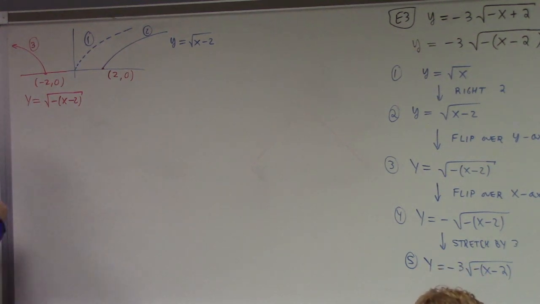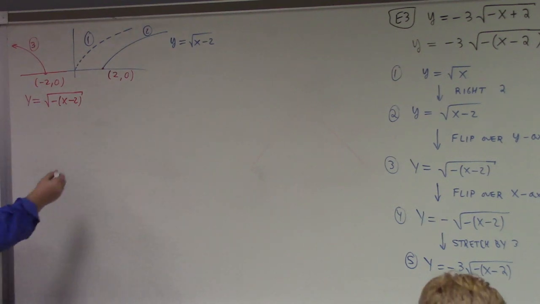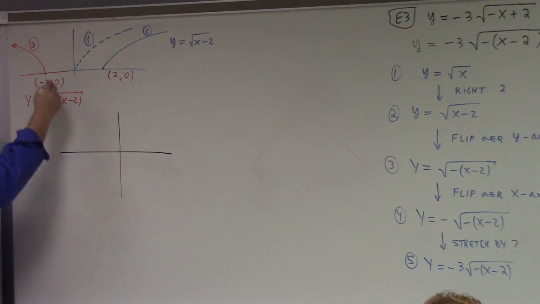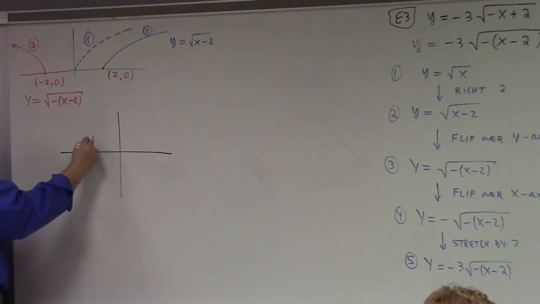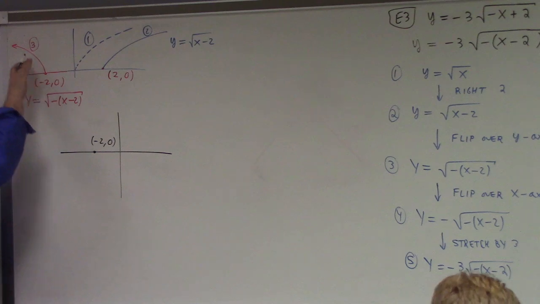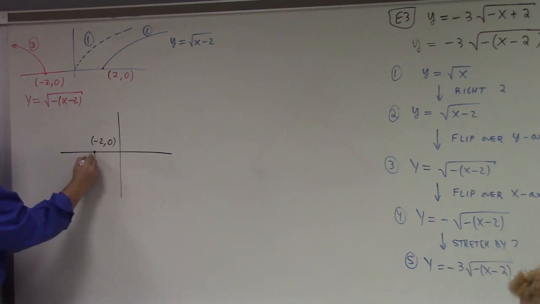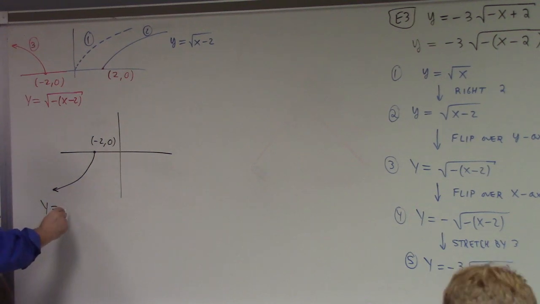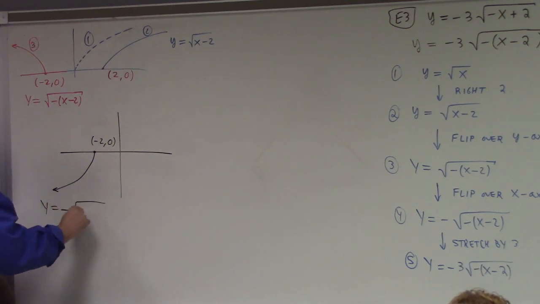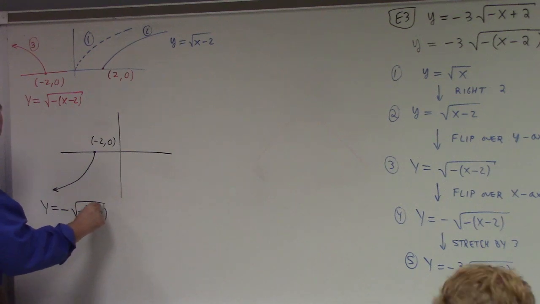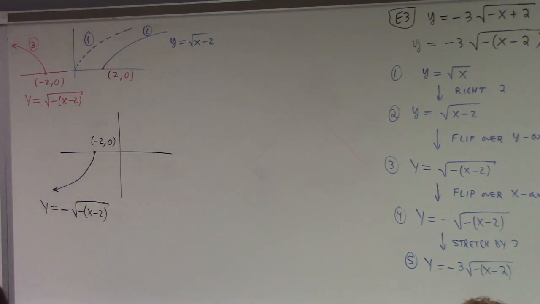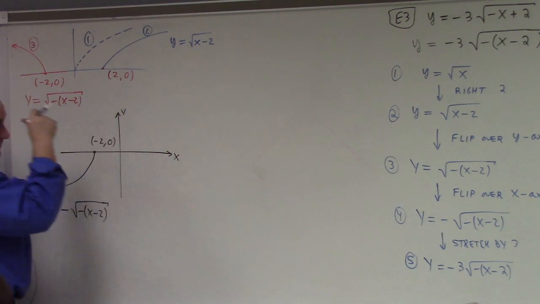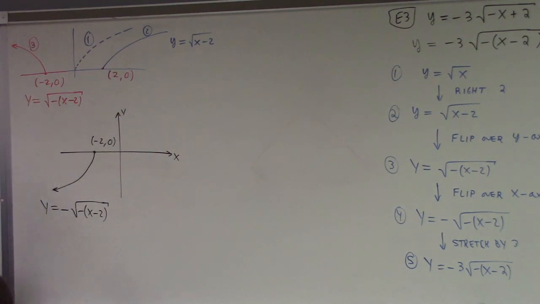Flip over the x-axis. I think I'm going to opt for a new graph now. Okay. So flip over the x-axis. The minus 2, 0 point stays fixed, but everything else, bloop. So like this, right? So there's your y equals minus the square root of minus x minus 2. All right. So that was 4.